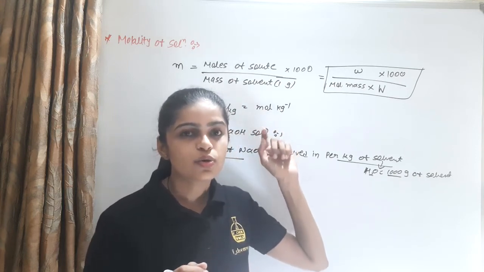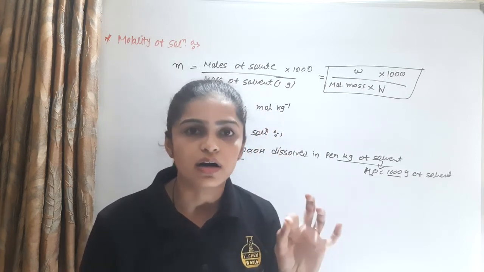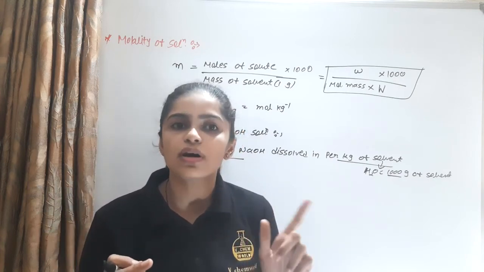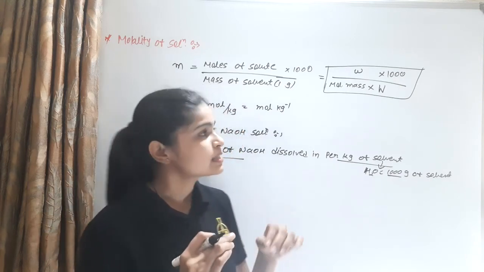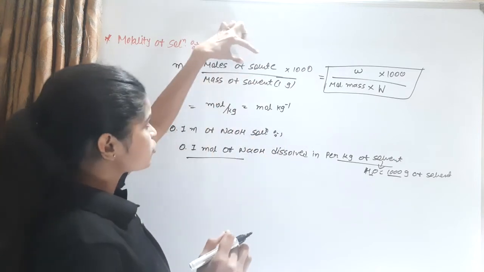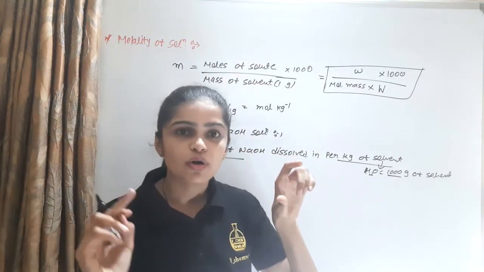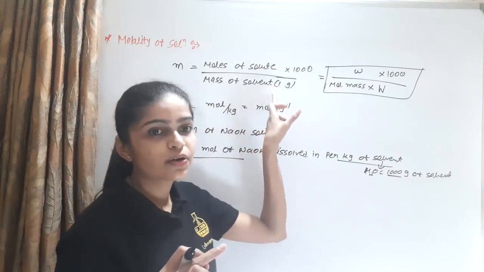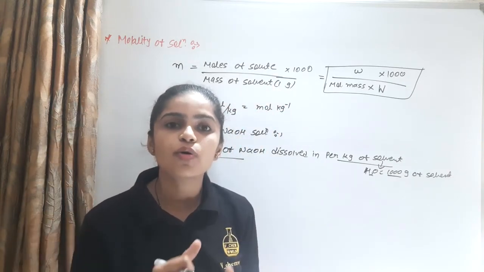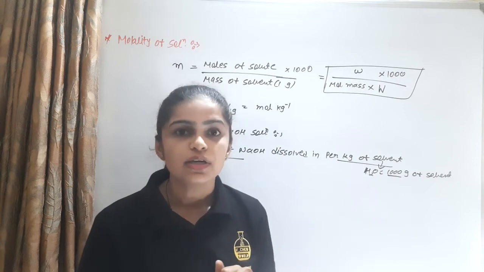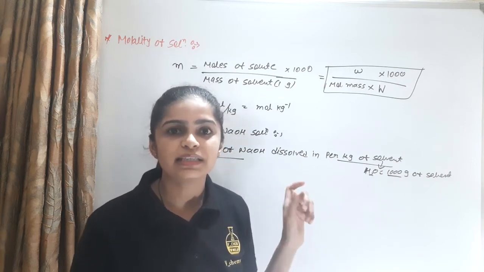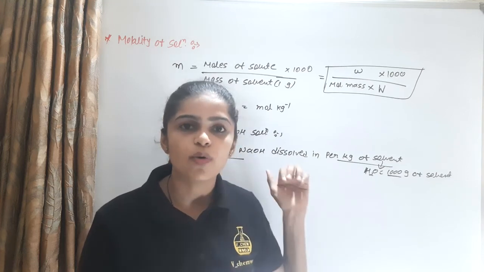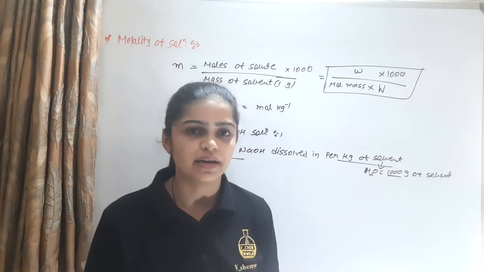This solution is known as 1 molal, and this molarity solution is known as 1 molar. Then next, molarity is moles of solute, but the difference is that it is per volume of solution in liter, not mass of solvent in 1 kilogram. So that is the difference between molality and molarity. Molarity is temperature dependent and molality is temperature independent.